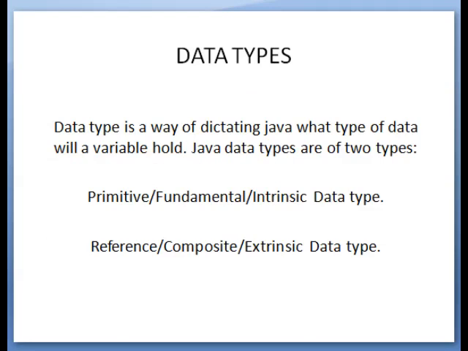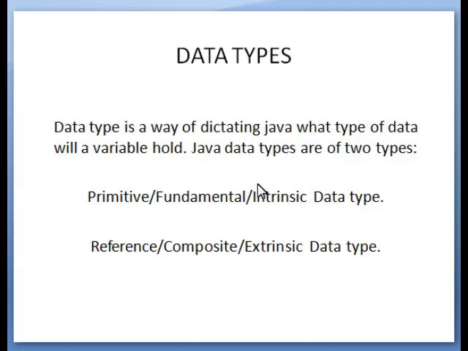Next is data types. A data type is a way of telling Java what type of data a variable will hold. If we are declaring a variable, the variable will hold a value, and the value has different data types. Java uses data types to identify data. When we are assigning a value, it may be a character, a string, an integer or a floating point number.